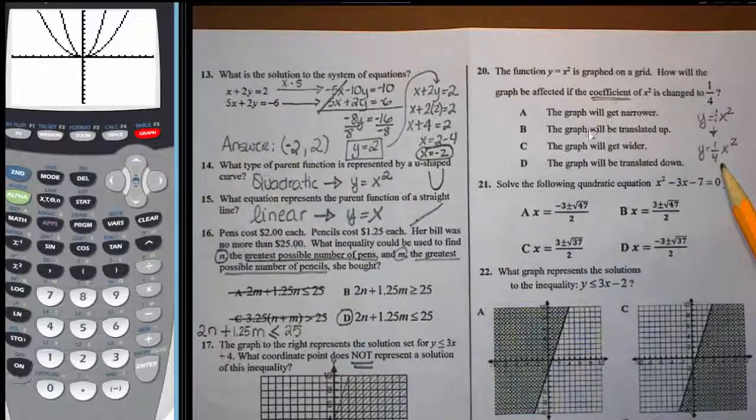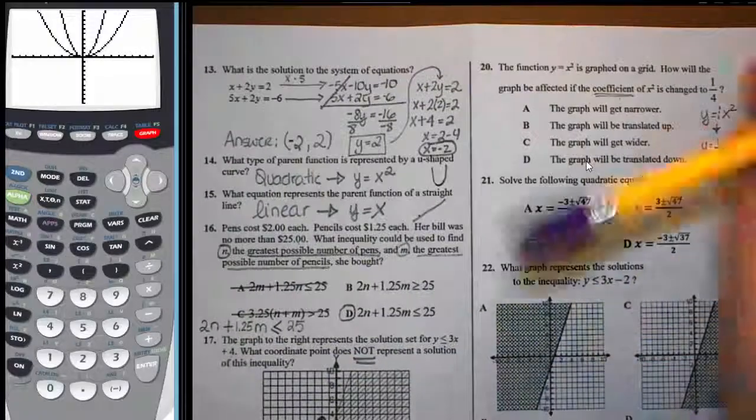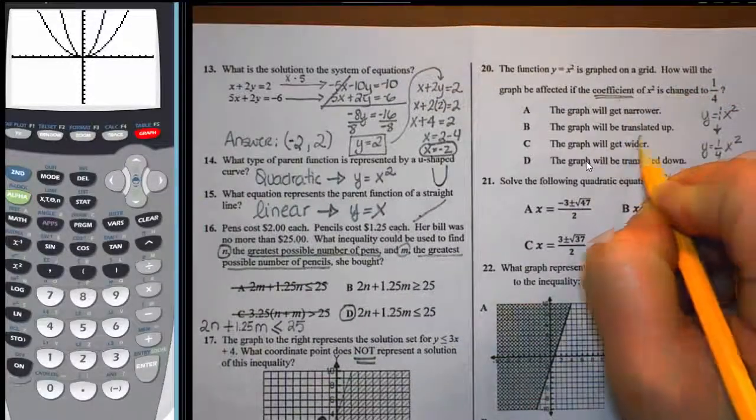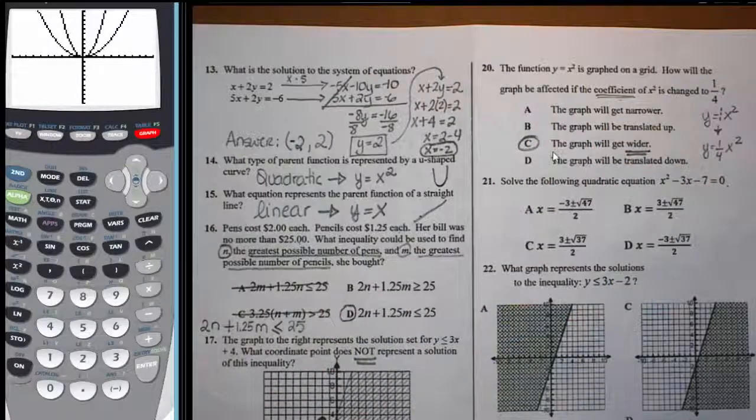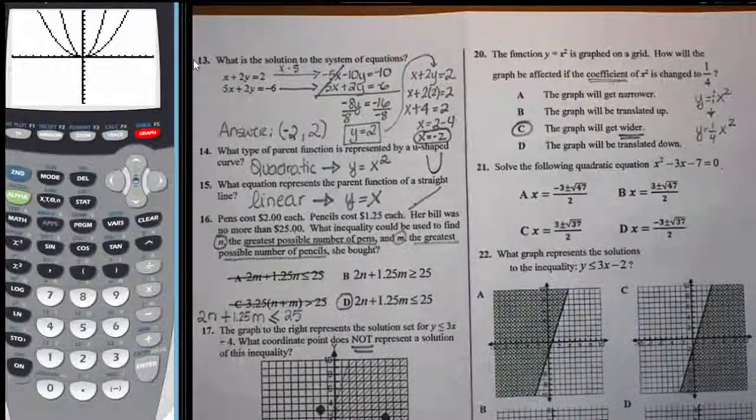As I consider the multiple choices, the graph will get narrower. No, it did not. The graph will be translated up. No, that did not occur. And letter C, the graph will get wider. That's the right one. That's the answer we want. That's the right answer. Okay? Alright, very good.